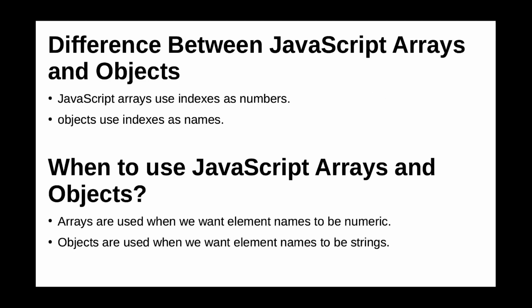So the next is difference between JavaScript arrays and object. JavaScript arrays use indexes as number. Objects use indexes as name. When to use JavaScript array and object? Arrays are used when we want element names to be numeric. Objects are used when we want element names to be string.